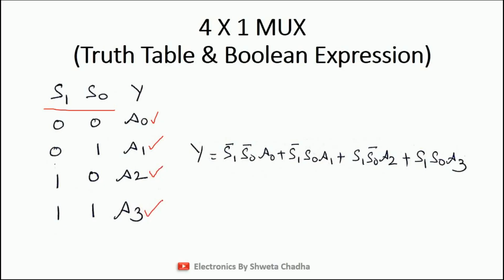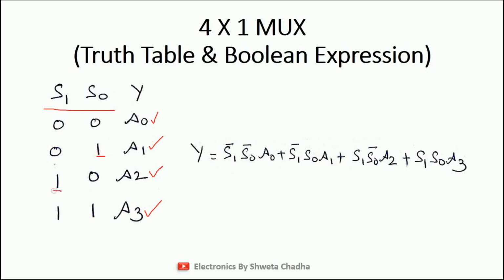Once again, students, only one Boolean expression will be written. Why? Because only one output signal is available in the case of a multiplexer. So let us start. 0 means S1 bar, 0 means S0 bar. So we have S1 bar, S0 bar, A0, S1 bar, S0, A1. Why S0? Because S0 is 1.